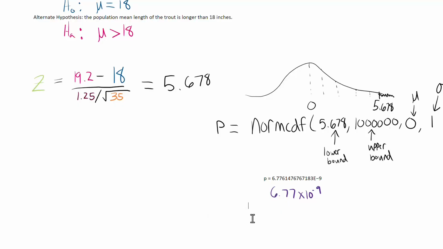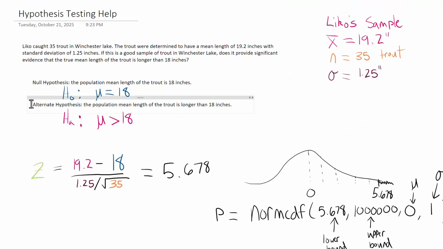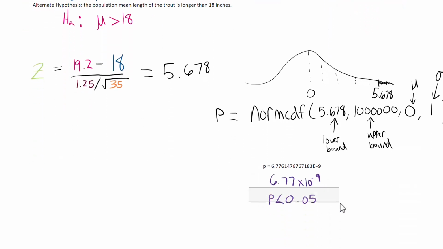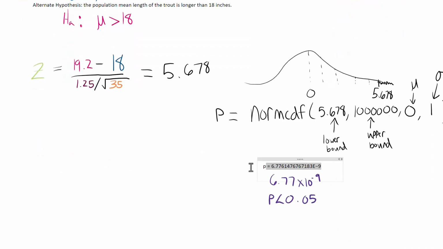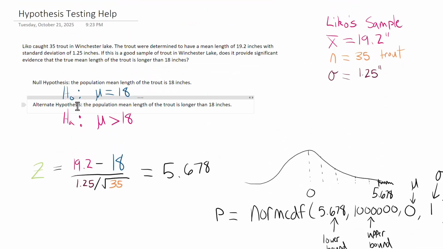In any case, this is a very small number. It's certainly less than the significance value that we use in our courses of p less than 0.05. So given this result, our p is less than 0.05, we have evidence in favor of our alternate hypothesis. And our conclusion, because p is less than 0.05, is exactly this. We don't need to think about what our conclusion is. It is that we have statistical evidence. P is this very small number, that is in favor of the population mean length of trout being longer than 18 inches in Winchester Lake.